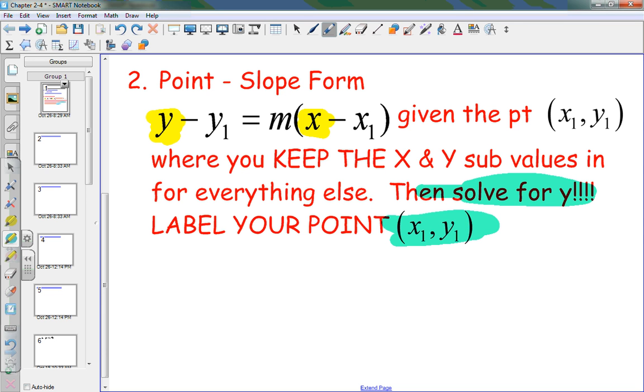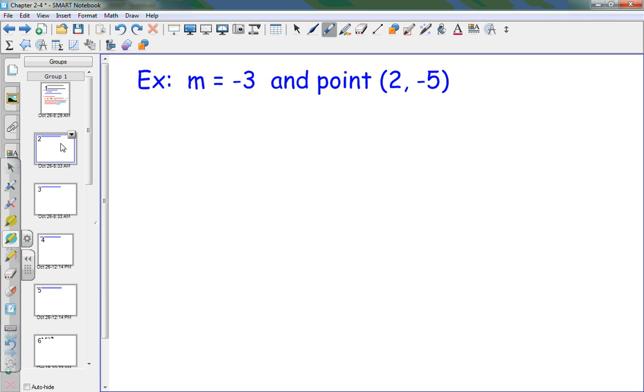Now, we're going to do 2 problems. They will be exactly the same problem, and I'm going to do them both methods so that you guys have flexibility. You can decide which method you prefer. We ready? M is equal to -3, and you have the point 2, -5.